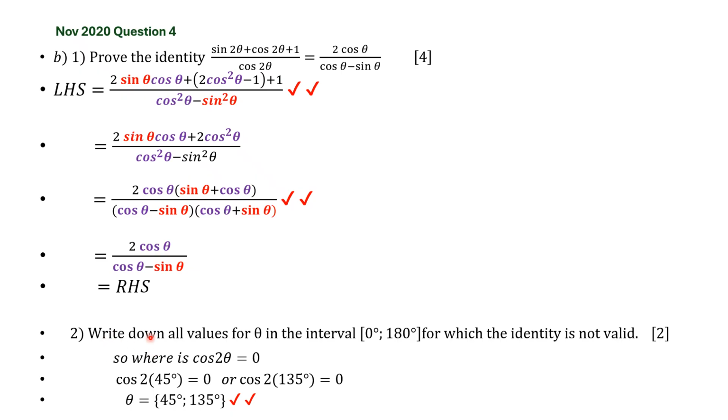Number 2, they say write down the values for theta in the interval for which the identity is not valid.